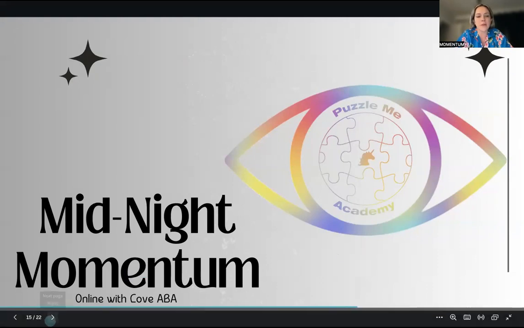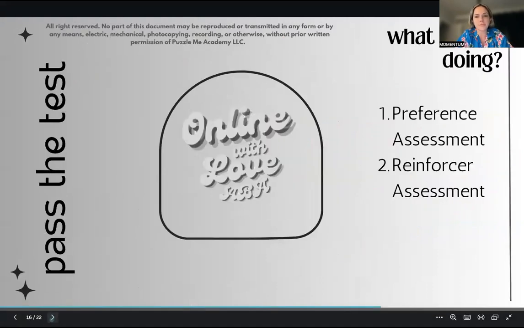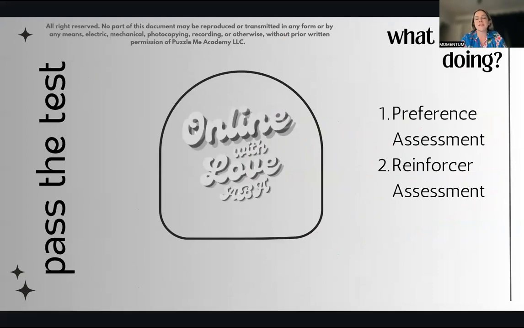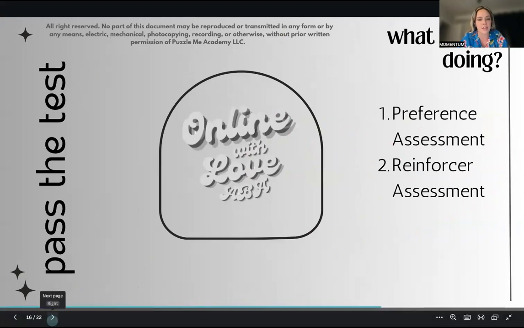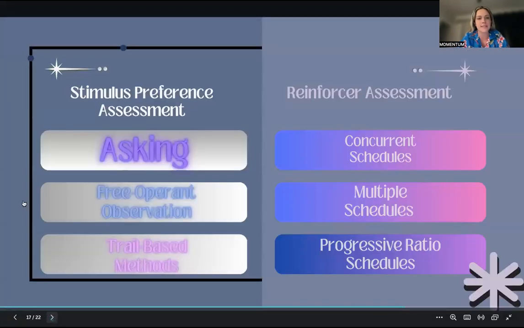We will be going over today preference assessment versus reinforcer assessment. Please keep in mind that this is very brief. This is not intended to go over everything that is essential of these topics, but it is for you to have an outline, brief understanding of these topics. So let's get started.